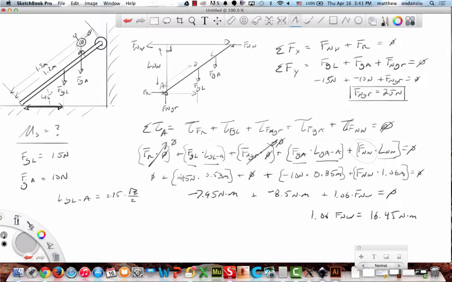Let's double check. 15 is negative. 0.53 is positive, right? Okay. 10 is negative. 0.85 is positive. Then it must be that up must be negative. That doesn't make any sense. Well, the magnitude is correct. The magnitude is correct.